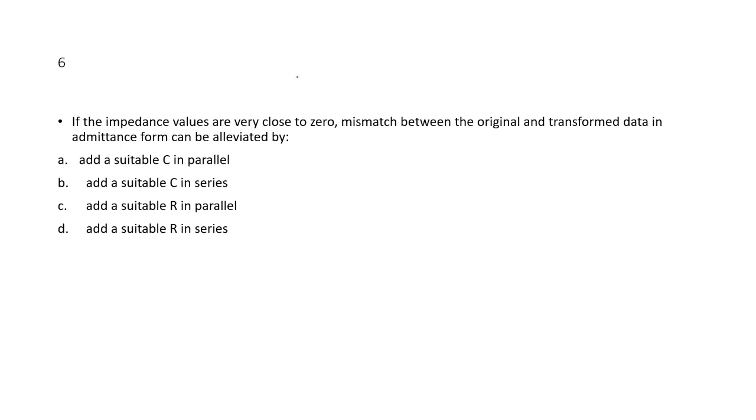If the impedance values are very close to zero, the mismatch between the original and transformed data in admittance form can be alleviated by: adding a small capacitor in parallel, adding a small capacitor in series, adding a small resistor in parallel, or adding a small resistor in series.